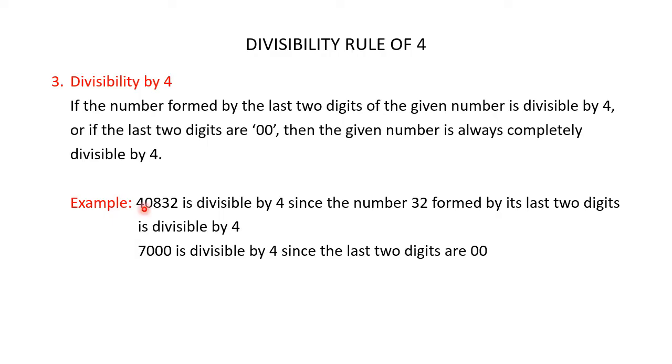Consider the number 40832. This number is divisible by 4 because the last two digits are 3 and 2, and the number formed by the last two digits, 32, is divisible by 4. Consider the number 7000. Here the last two digits are 00. So this number is also divisible by 4.